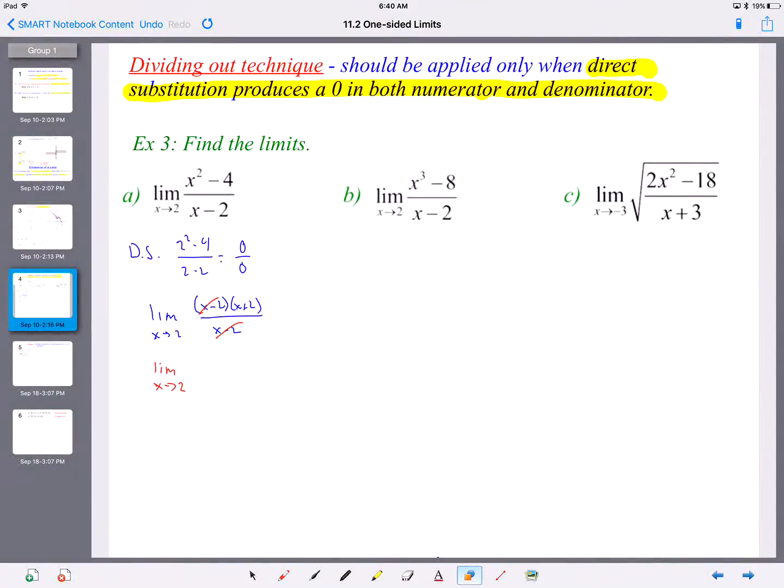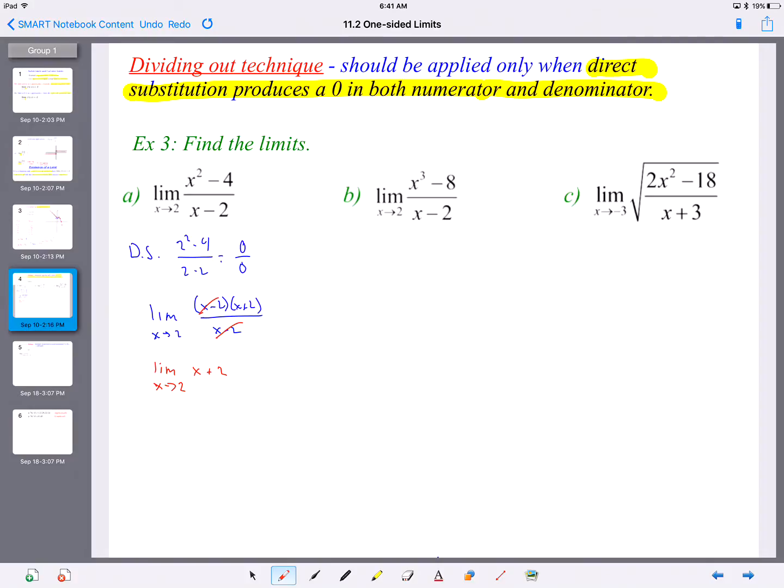Why did direct substitution not work? The reason direct substitution didn't work was because there is a hole in the graph, and so it's undefined. But once we cancel that out, remember when we found the hole in the graph? We canceled, and then we plugged back into the simplified version because it wasn't undefined anymore.